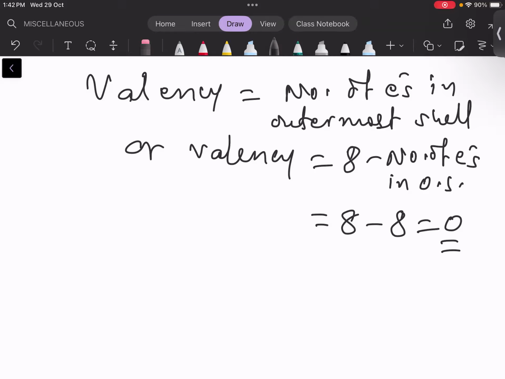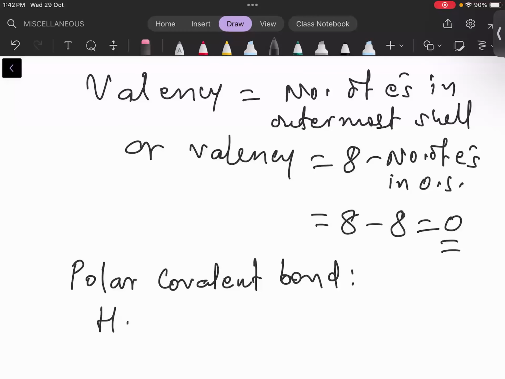Now, next part is polar covalent bond. Consider the HCl molecule. H combined with Cl forming what? HCl molecule, right? The bond formed by equal sharing of electrons is called what? Covalent bond, right? So the HCl bond is a covalent bond.